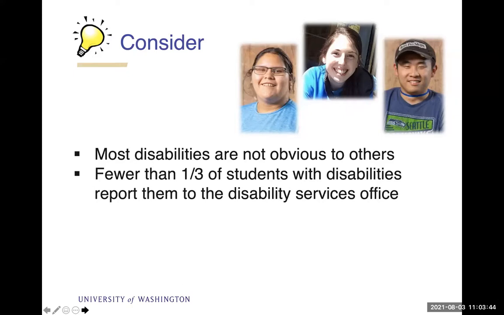Nationwide, fewer than 1/3 of students with disabilities report them to the Disability Services Office. And so faculty members don't learn about those disabilities. And some students will report them to the office, but not give permission to that office to share them with faculty, specifically individual faculty, because that's their prerogative. Why don't they disclose them? Well, it's for a lot of reasons. It's a personal decision.